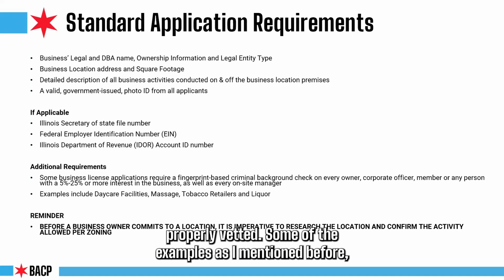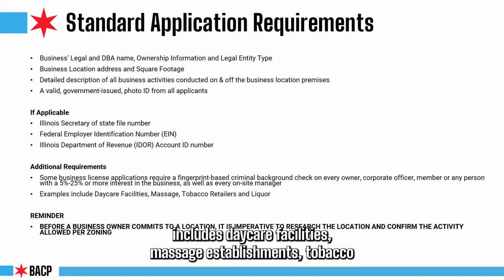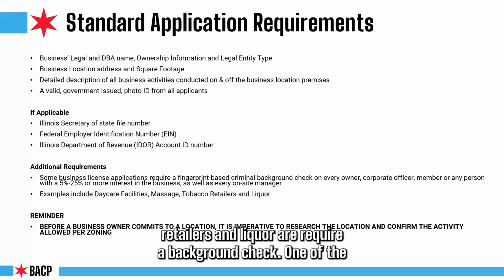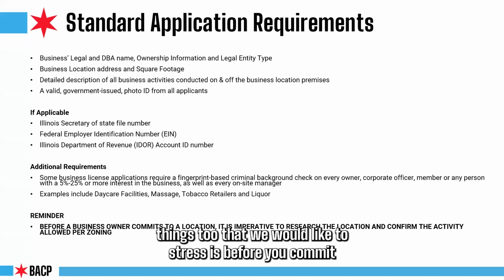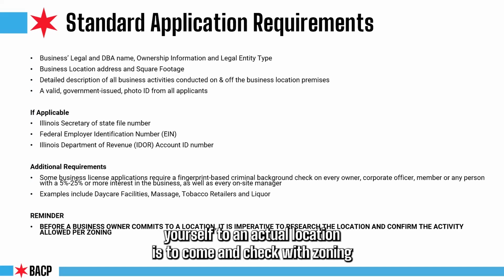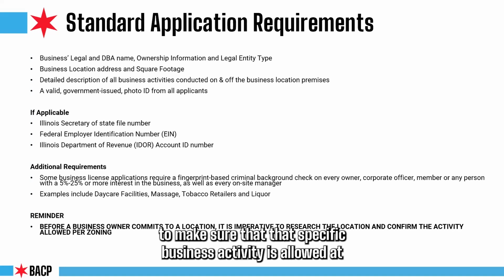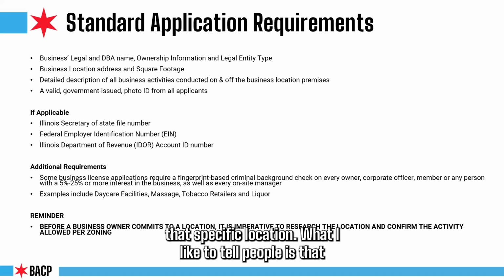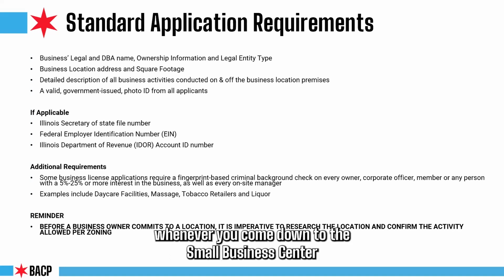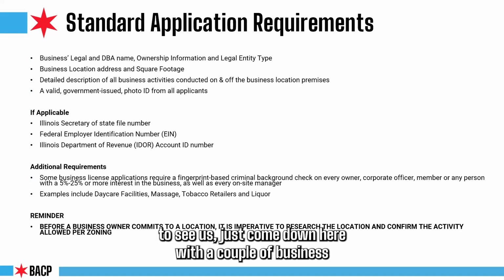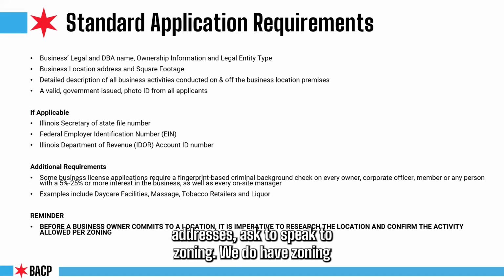Some of the examples, as I mentioned before, include daycare facilities, massage establishments, tobacco retailers, and liquor, which all require a background check. One of the things too that we like to stress is before you commit yourself to an actual location, come and check with zoning to make sure that that specific business activity is allowed at that specific location. What I like to tell people is that whenever you come down to the small business center to see us, just come down here with a couple of business addresses, ask to speak to zoning.